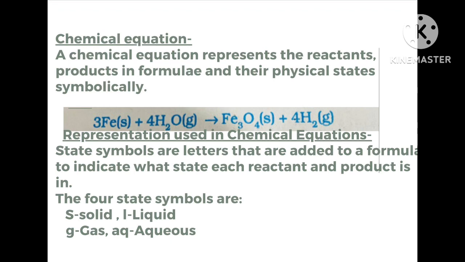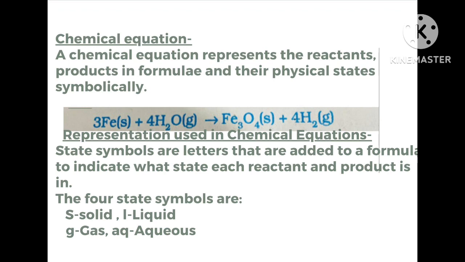To write down chemical reactions, we use chemical equations. A chemical equation represents the reactants and products in formulae and their physical states symbolically. For example, iron reacts with water to produce iron oxide and hydrogen gas. Representations used in chemical equations.